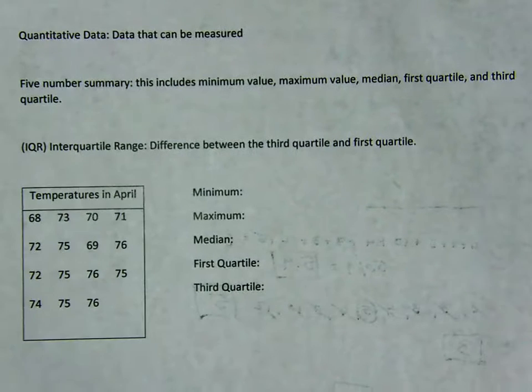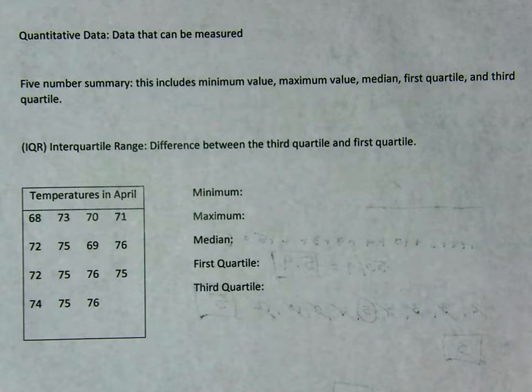Quantitative data is data that can be measured. Okay, 5-number summary. This includes the minimum value, which is just the smallest number, and the maximum value, just the opposite, the biggest number. Our median, what we just went over. First quartile and third quartile, I'll get into that. It's an average within that. And then IQR, or interquartile range, is the difference between those two. Like I said, I'll explain that when we get to it.